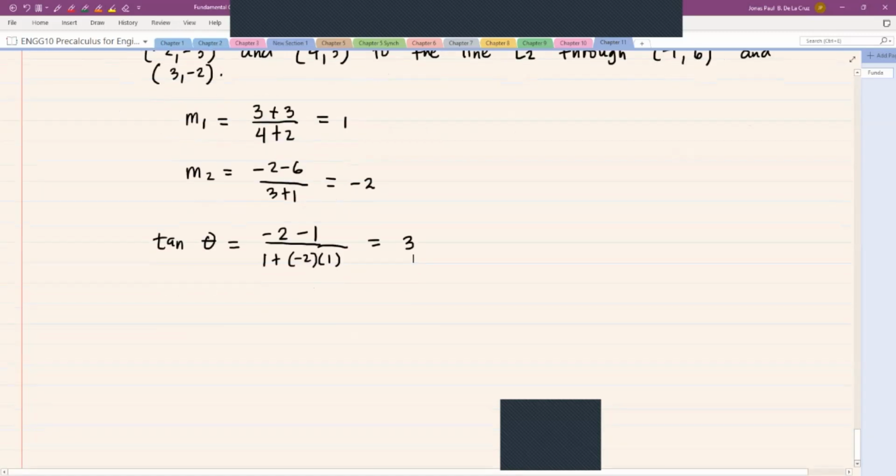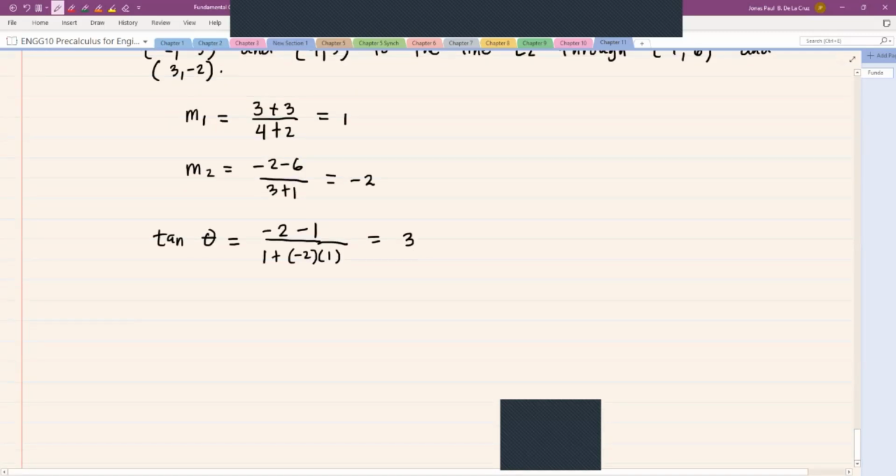But if the question asks for the angle itself, then theta is the inverse tangent of 3. That will be our answer when the angle is what is being asked. Using your calculator, you can solve for this one. Okay?